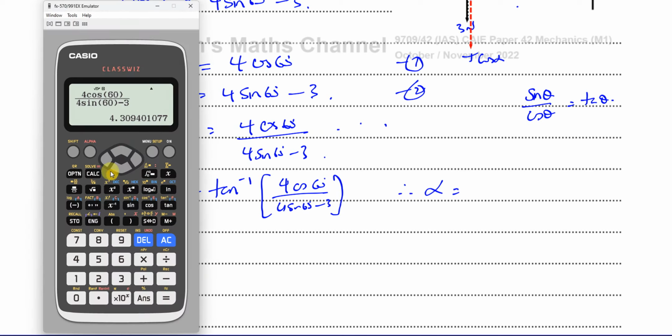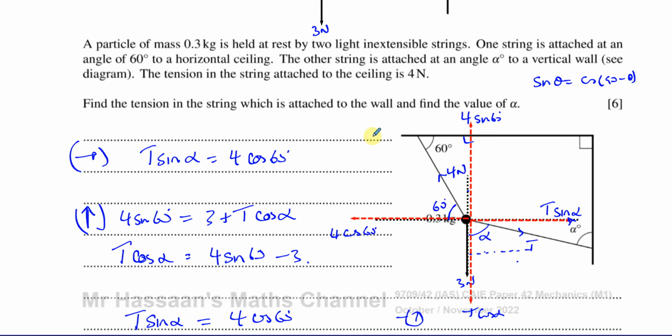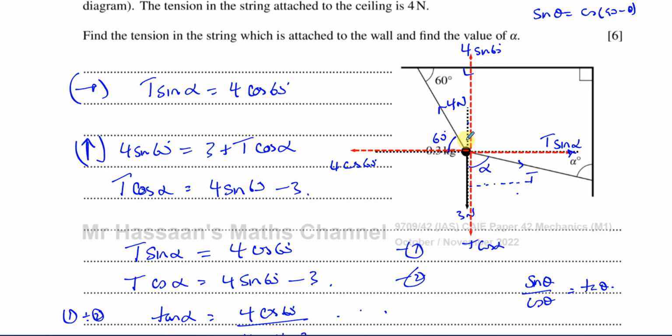So I can just take inverse tan of the answer that I just got, and that gives me the angle 76.935, which is going to be 76.9 degrees to 1 decimal place. Angle should be measured in degrees. Okay, and then the tension in the string.